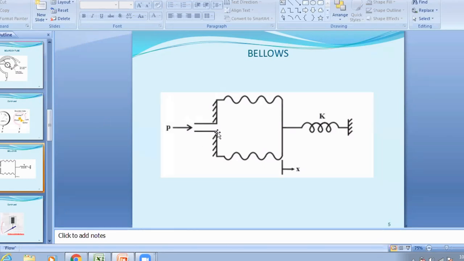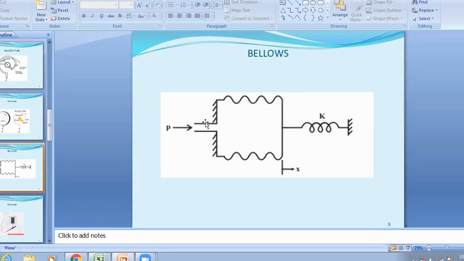So what is happening here? The bellows depends on some convolutions. You can observe there are some folds, known as convolutions, and it is spring loaded. So we can say this is one of the spring types, an elastic type element. The construction of the bellows is very simple. Initially, when no pressure is applied, what will happen? No pressure applied means no displacement.